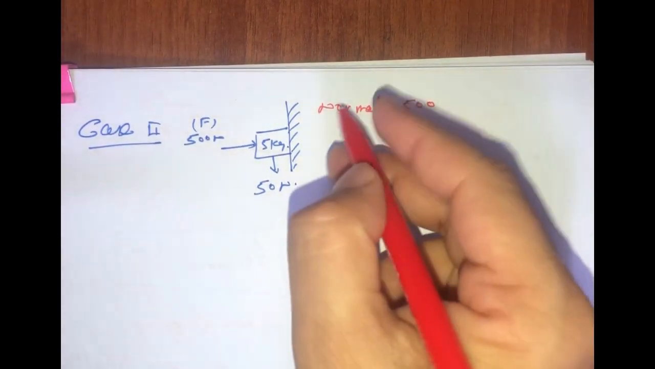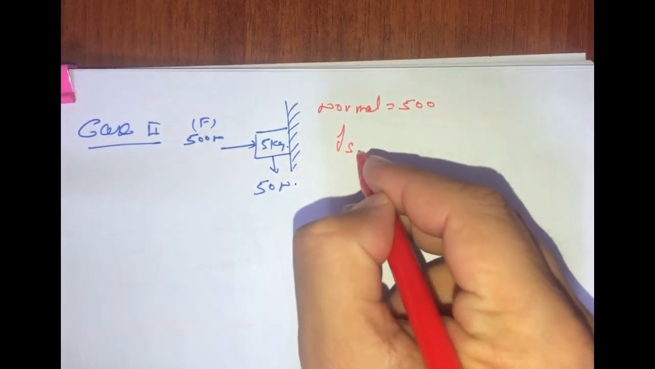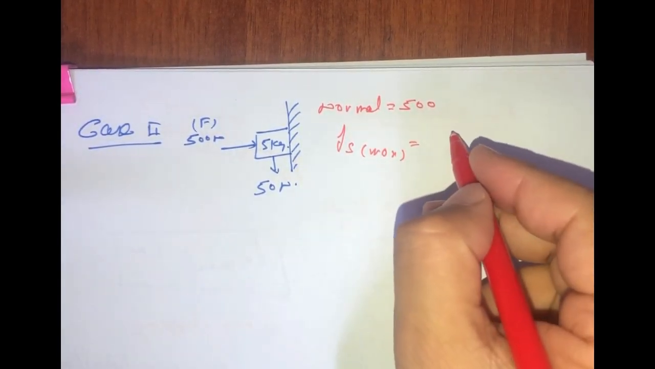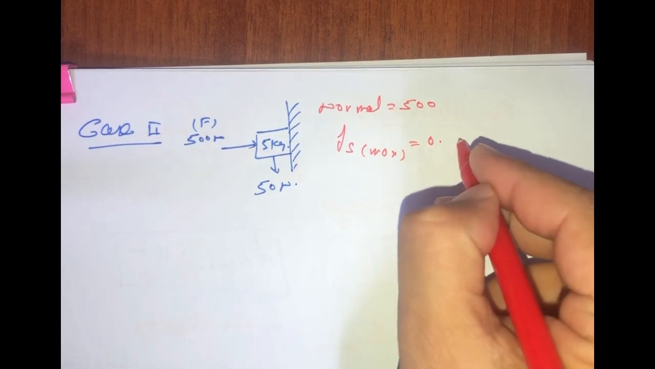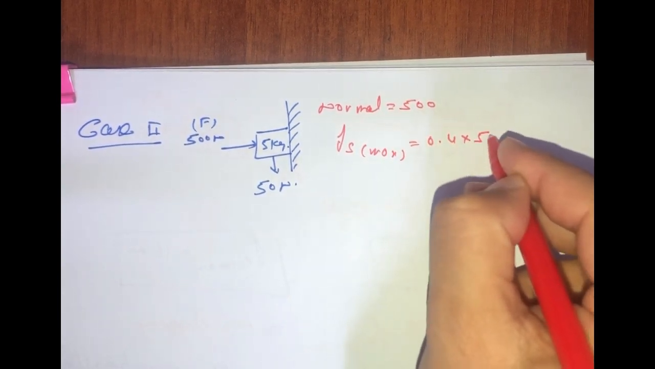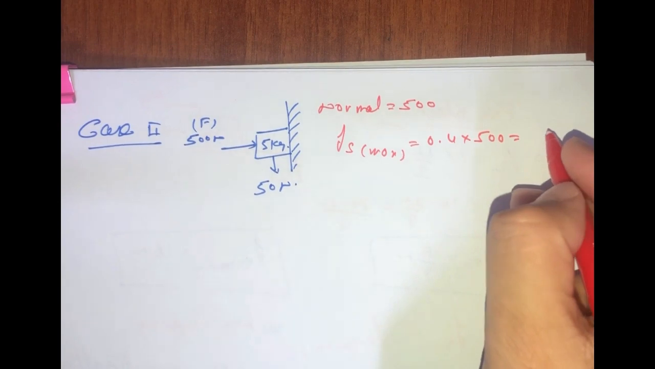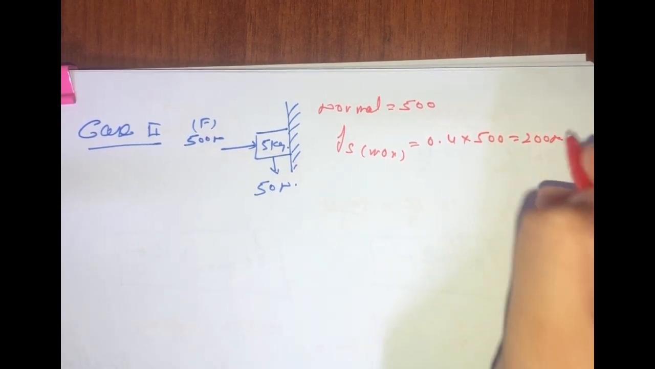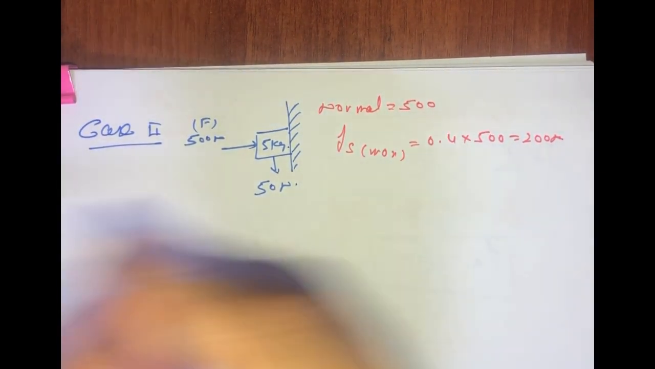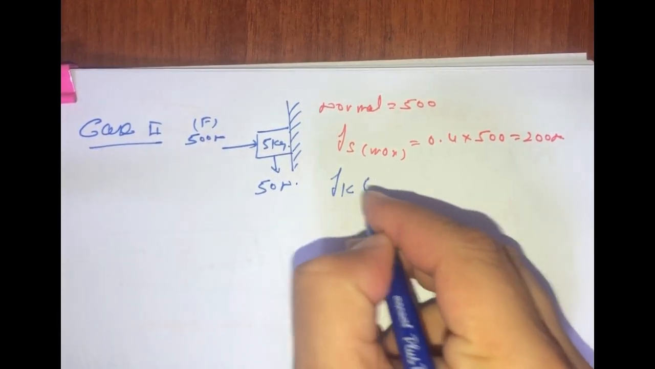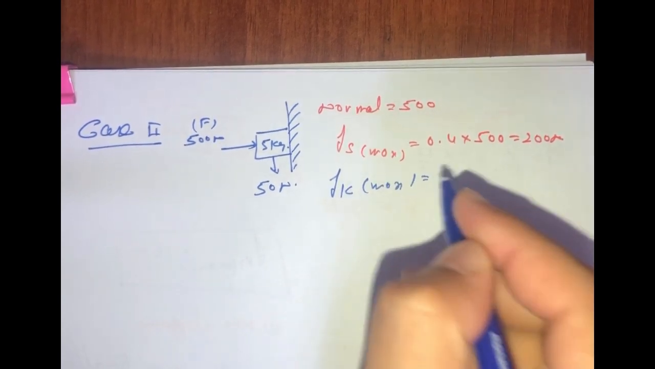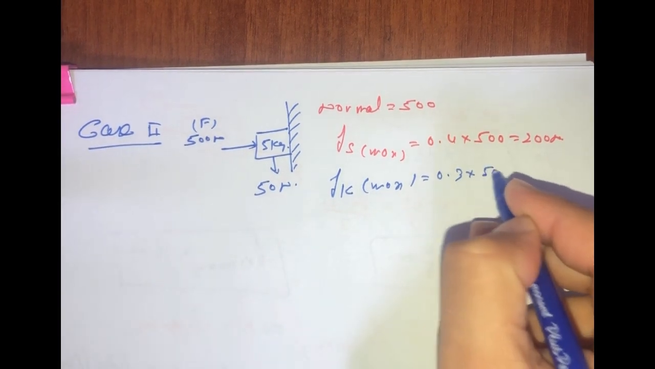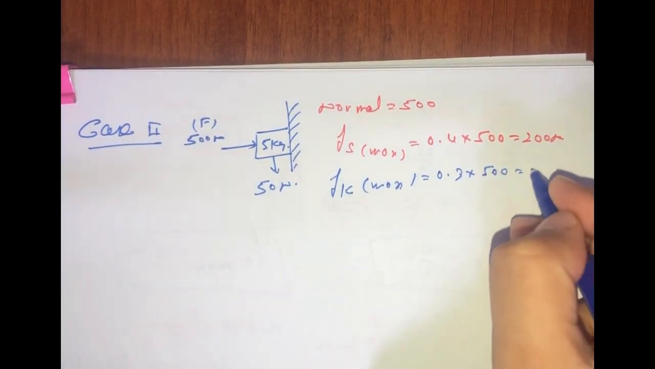So we can find our Fs maximum will be equal to, the static coefficient is 0.4 into 500, and this will give us 200 Newton. And for kinetic maximum, the value is given as 0.3 into 500, this will come as 150 Newton.